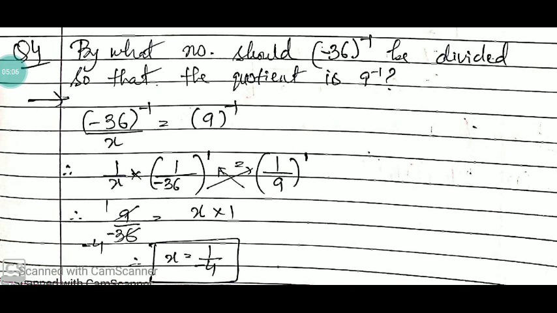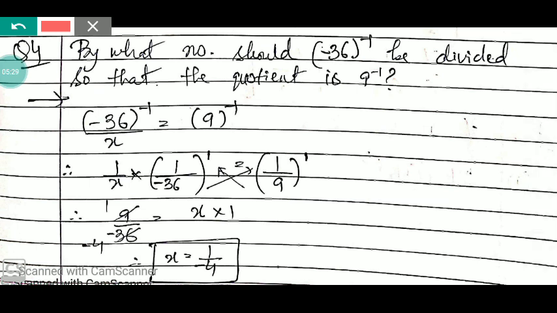By what number should minus 36 raised to minus 1 be divided so that the quotient is 9 raised to minus 1? So minus 36 raised to minus 1 is divided by what? We don't know the number, so we keep it as x, is equal to 9 raised to minus 1.